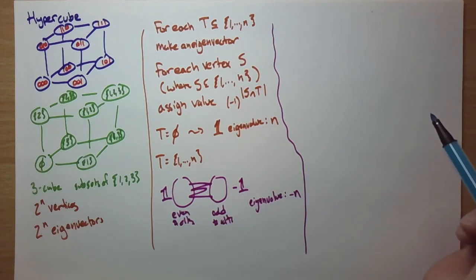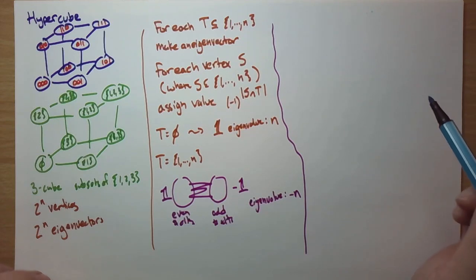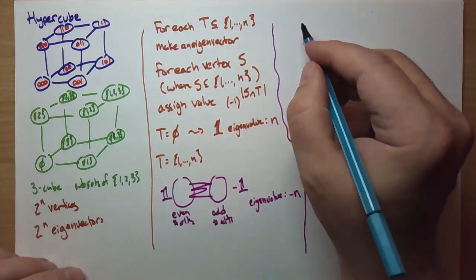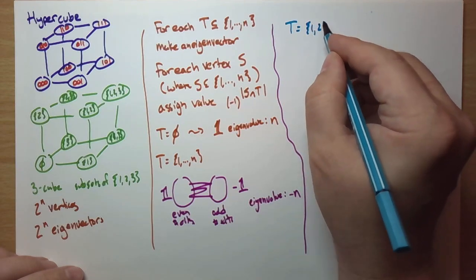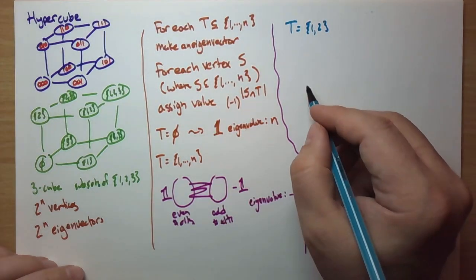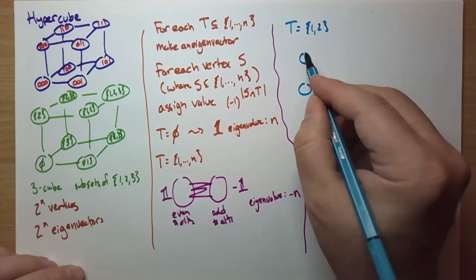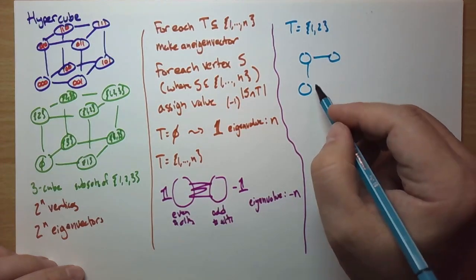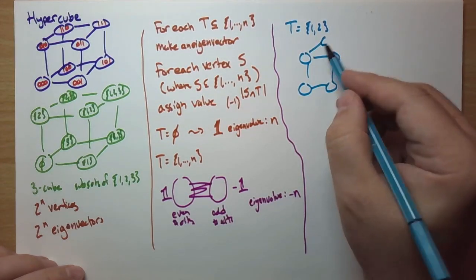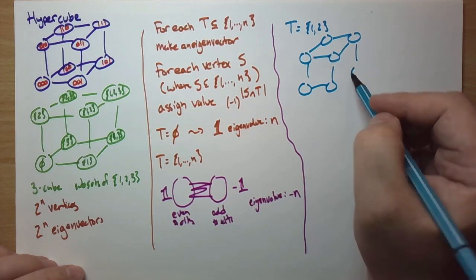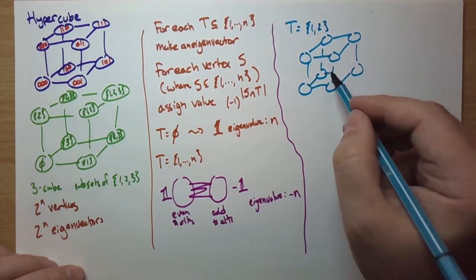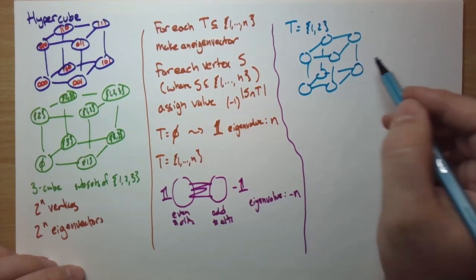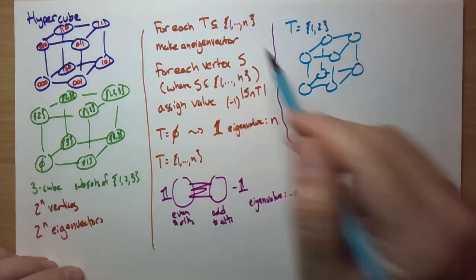I mean, just take any set containing 1 and 2. Yeah, we can take any set. So someone has suggested the set 1, 2. All right, so if that's our set, let's find out what our eigenvector looks like, and we'll see what the eigenvalue is. And it does turn out, by the way, that there is a nice way to describe the eigenvalue in terms of the size of T.